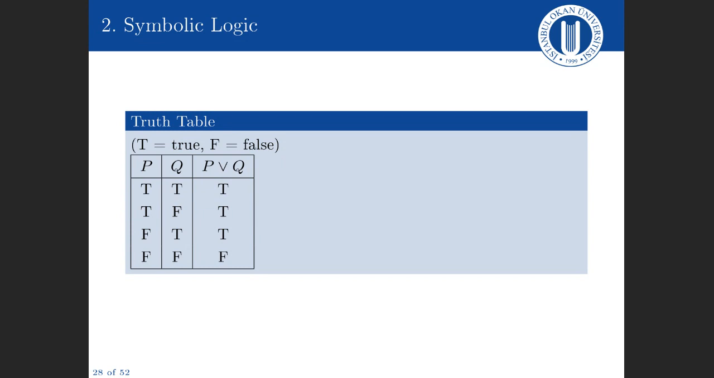For the same reason, the third line, if P is false and if Q is true, at least one of our propositions is true, therefore P or Q must be true. And then finally we look at the bottom line. If P is false and Q is false, is at least one of P and Q true? No, so P or Q must be false.